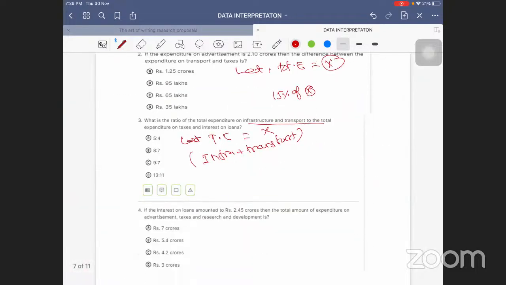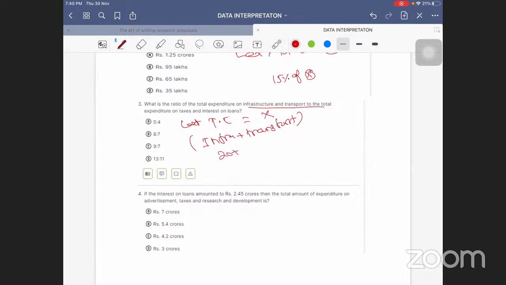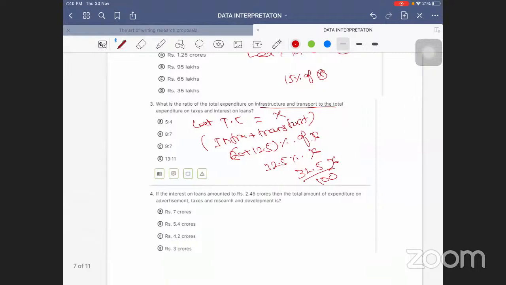So 20 plus 12.5, that is 32.5 percent of X. From the total, this is what they are spending on infrastructure and transport. So 32.5 divided by 100 into X is the total expenditure on infrastructure and transport.